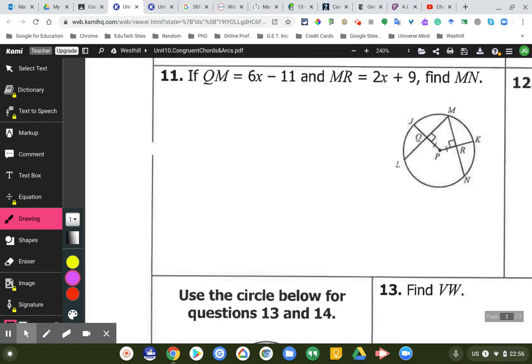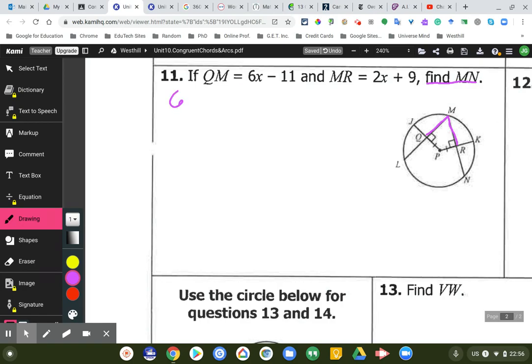Okay, number 11. This one's pretty easy. Okay, so we got QM is 6x minus 11, and MR is 2x plus 9. Okay, great. Well, these little tiny lengths in here. So if they want us to find MN at the end, I'm already thinking that we're going to have to multiply whatever we get by 2. Okay, cool. Fantastic. Here we go.